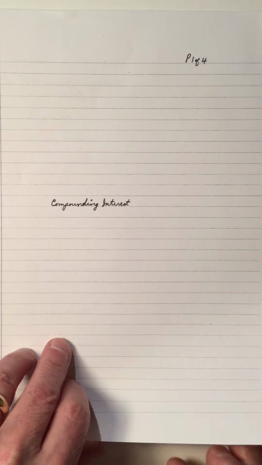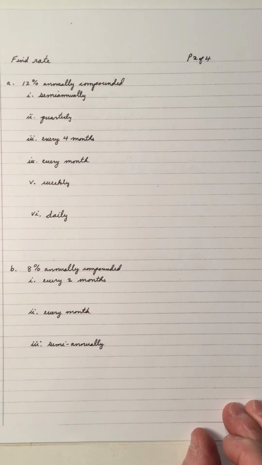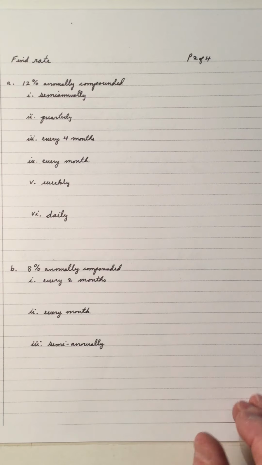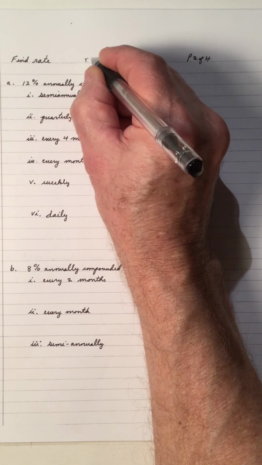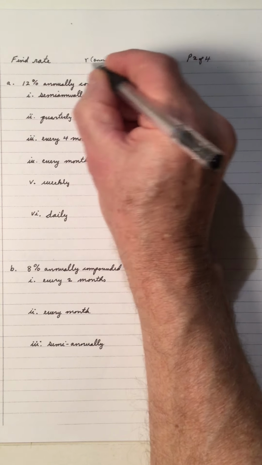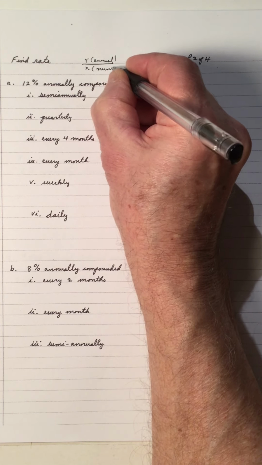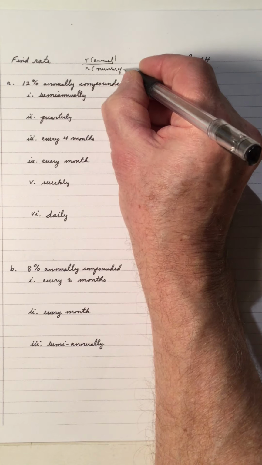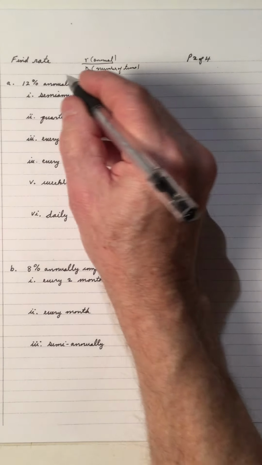Compounding interest is interest that you get on your money after a period of time, and then the interest is added on, and then it's compounded again for the next period of time. So let's find the rate. The rate R, which is the annual rate, is divided by the number of times, n. So let's work out some examples.